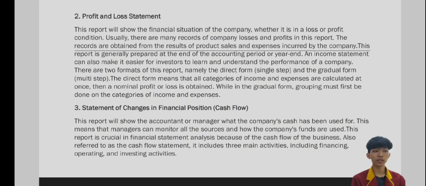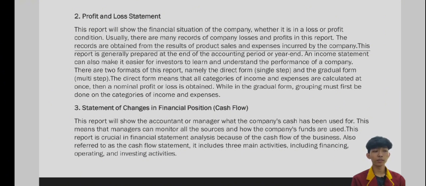There are two formats of these reports, namely the direct form, single step, and the schedule form, multi-step. The direct form means that all categories of income and expense are calculated at once. Then a nominal profit or loss is obtained, while in the gradual form, grouping must first be done on the categories of income and expense.